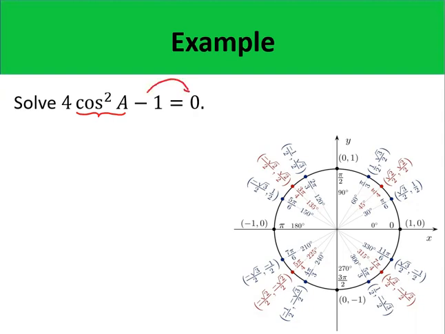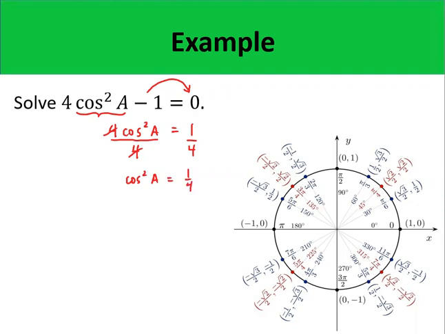So first, we will transpose negative 1 from left side to right side. And this gives us 4 times cosine square A is equal to positive 1. And then we can divide both sides of this equation by 4. And we get cosine square A is equal to 1/4.